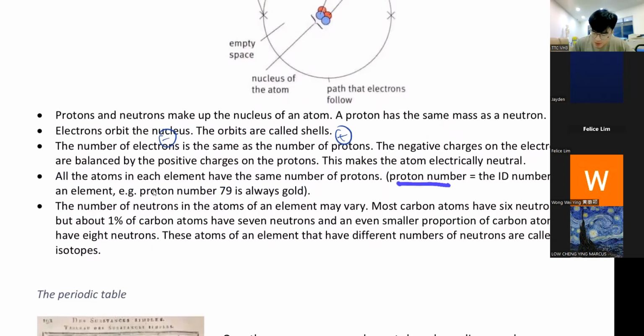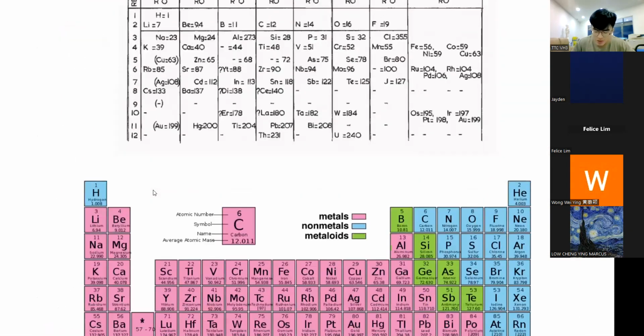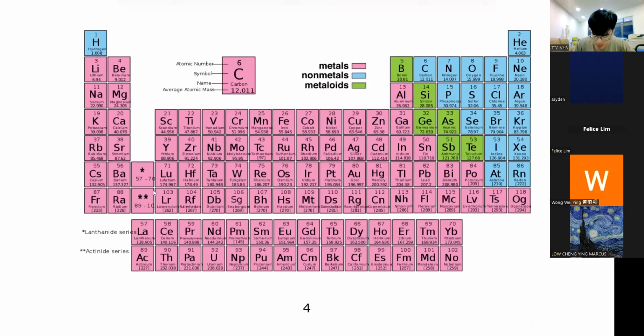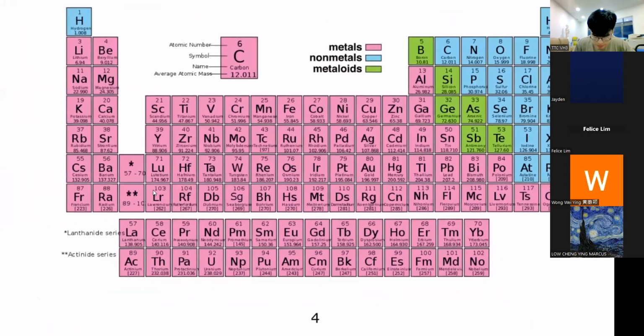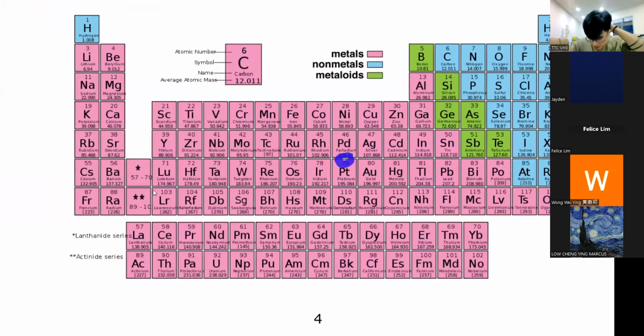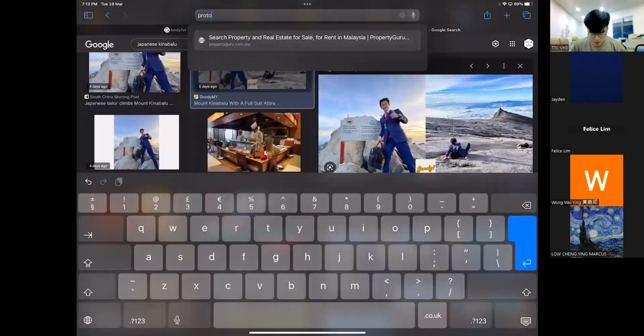So you see, proton number is the ID number. For example, proton number 79 is always gold. If you remember your periodic table, this is what the scientists believe in. You see, atomic number is the proton number. So if you look at 79, I think 79 is, yeah, I think 79 is platinum, not gold. Hang on, let me check something. Proton number.